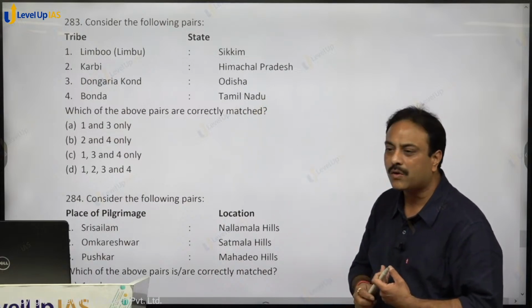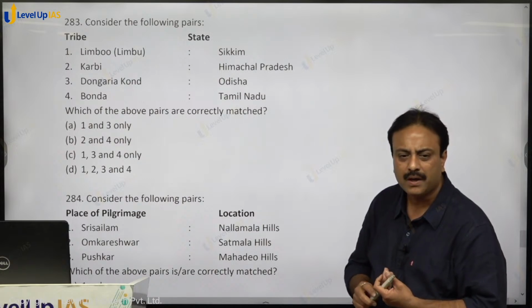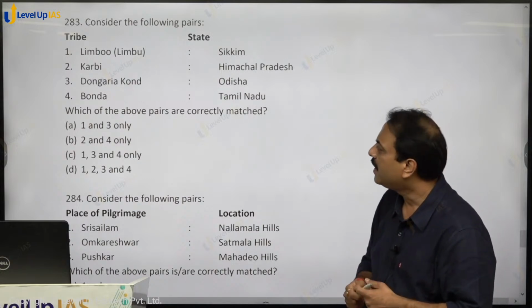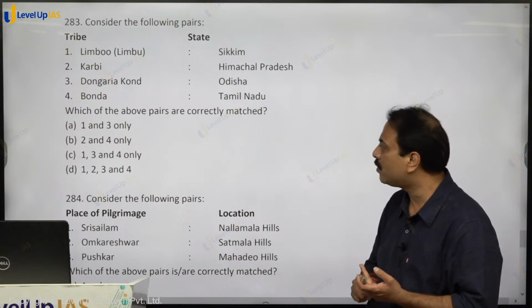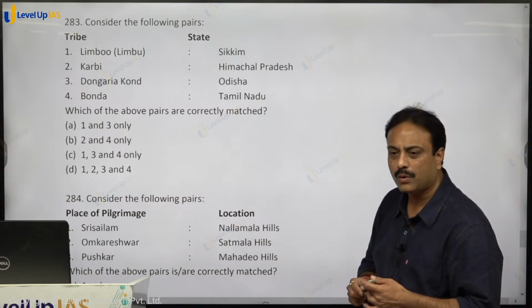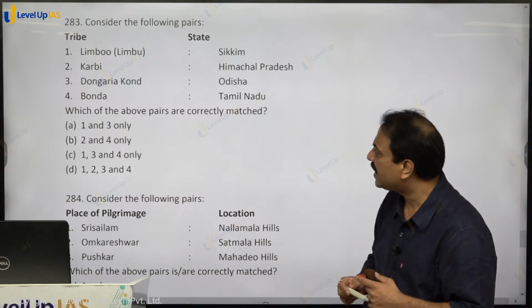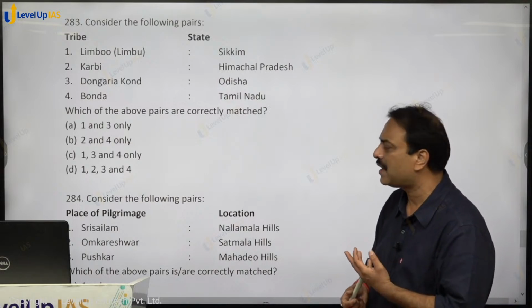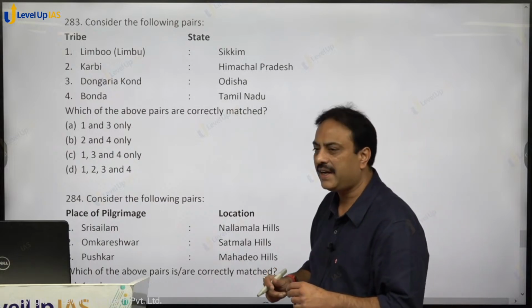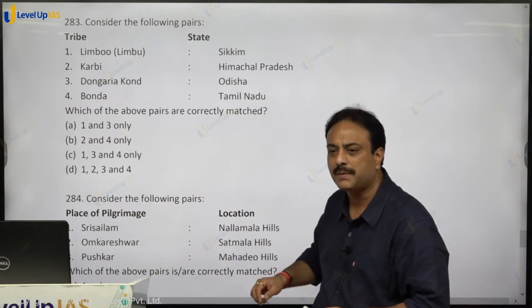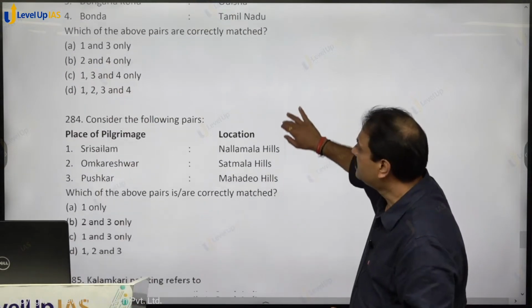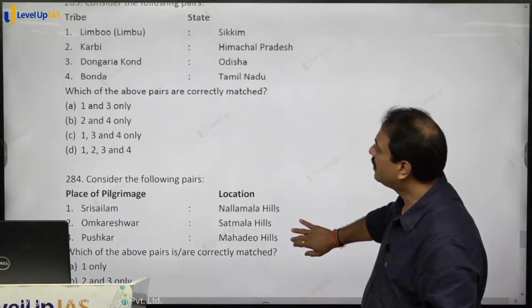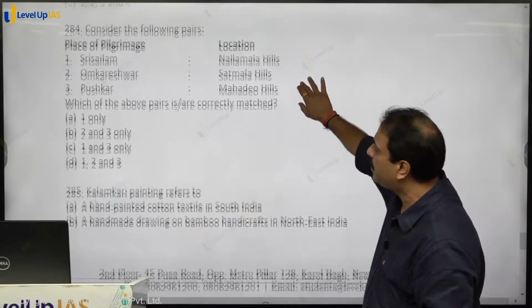Third is Dongaria Kond. Dongaria Kond is a famous tribe of the Odisha region. It is correctly matched. Then Bonda. Bonda is also from Odisha only. It has nothing to do with Tamil Nadu. So 1 is correctly matched and 3 is correctly matched. So 1 and 3 only. Option A for apple shall be the right answer to this particular question. Got that? Clear on that? 1 and 3, option A for apple.